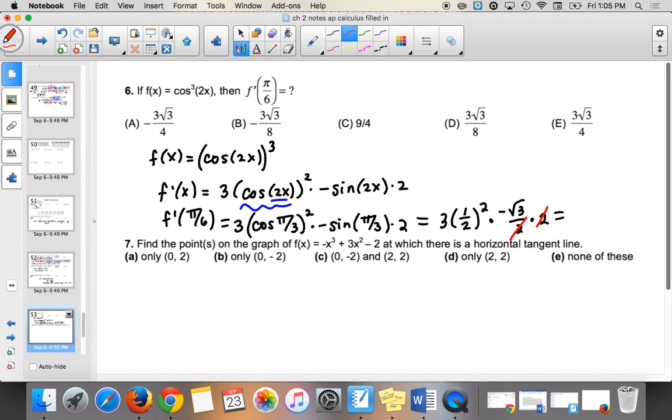All right, the 2's cancel. And then 1/2 squared is going to be 1/4, right? So I get 3 times 1 over 4 times negative root 3. So it's choice A. If you had forgotten the 2 that was right here, you would have gone with choice B, and that would be incorrect, right?